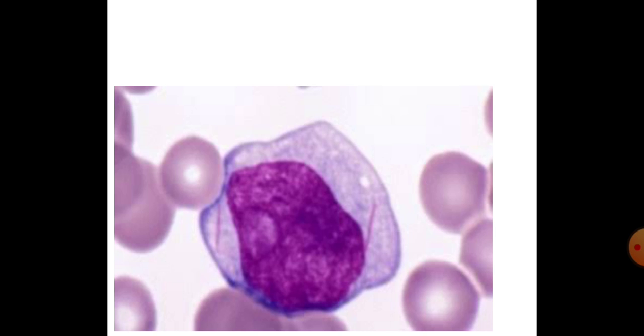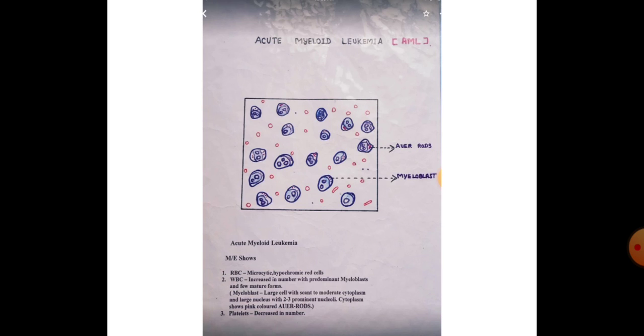This is a picture showing a large cell with a large irregular nucleus with 1 or 2 nucleoli, and in the cytoplasm you can see 2 needle-shaped structures. They are called Auer rods. So this case is acute myeloid leukemia. This is how you draw the picture in your exam: draw the large cell with 2 to 3 nucleoli, and the large cell with Auer rod.